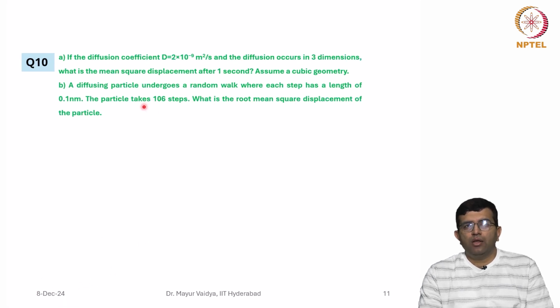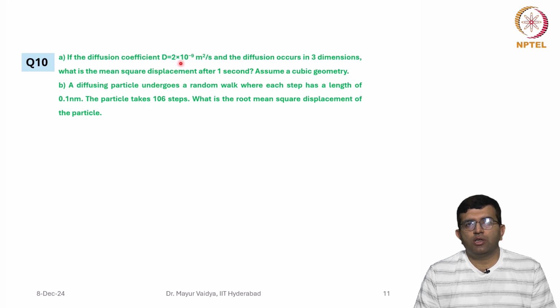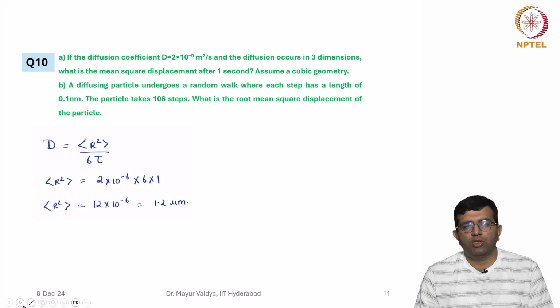Question number 10. If the diffusion coefficient D is equal to 2 into 10 power minus 9 meters square per second and the diffusion occurs in 3 dimensions, what is the mean square displacement after 1 second? Assume a cubic geometry. We know that D is equal to R square by 6 tau. So here R square is 2 into 10 power minus 9 into 6 into 1, and therefore R square is equal to 1.2 microns.